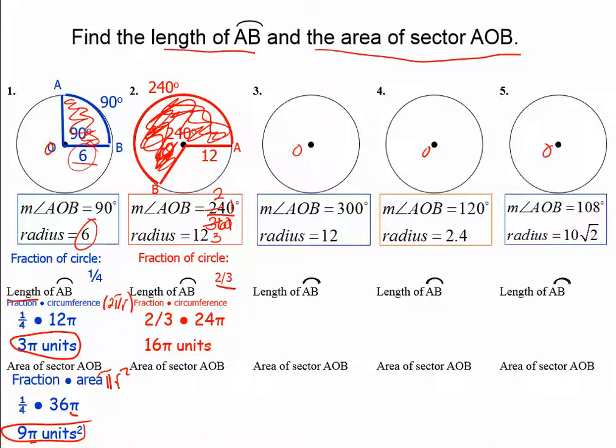Same fractional part, but it's a fractional part of the whole area, which is pi r squared. So I'm going to do my fraction times my area. Well, if this is r, what would pi r squared be? What's 12 times 12? 144. So I'm going to get 2/3 times 144 pi. Again, reduce, divide by 3, multiply by 2, and you get 96 pi. Don't forget your pi. If you don't put pi in there, it's wrong. Pi is a number. It's 3.14, and so on.